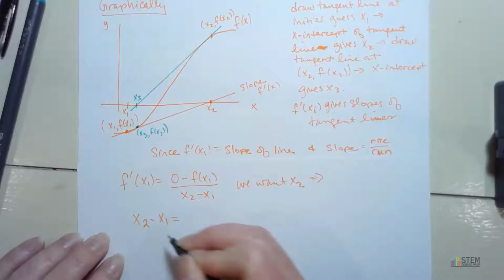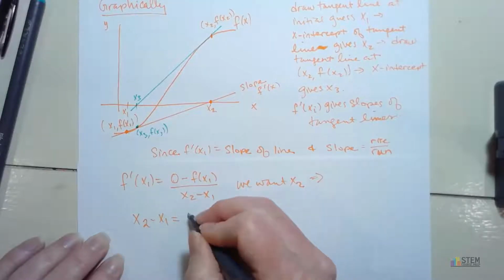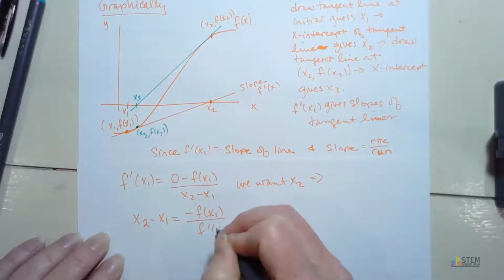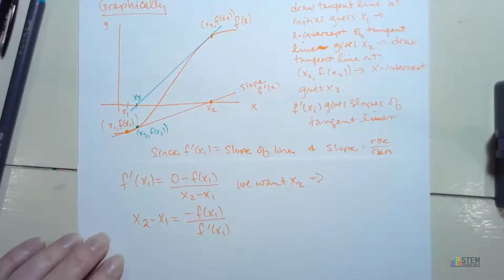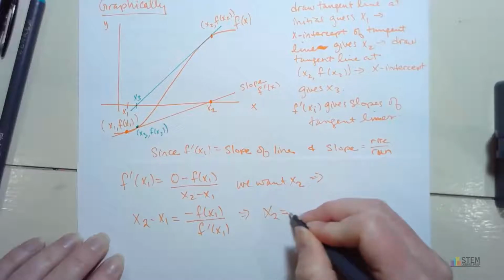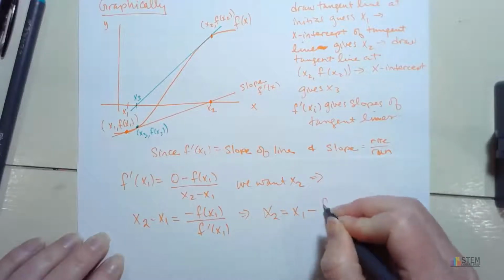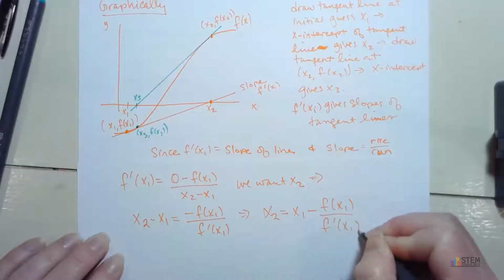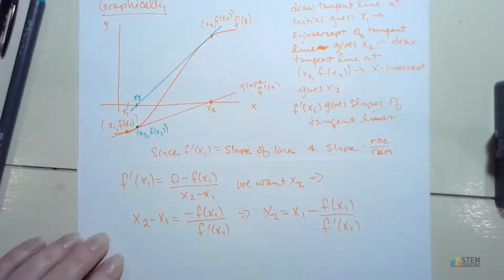If we do that, let's just write it out. We'd have x2 minus x1 equals negative f of x1 over f prime of x1. And I want to get x2 by itself, so I'm going to move this back over. That's going to give me x2 equals x1 minus f of x1 over f prime of x1. And this right here is your main equation for Newton's method.